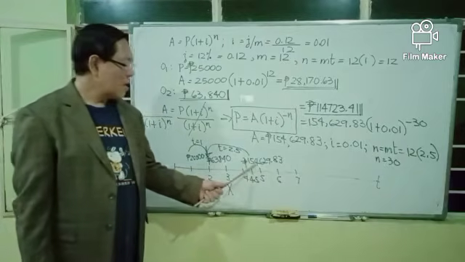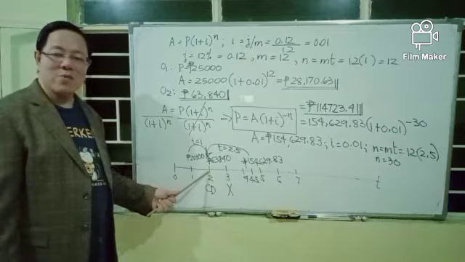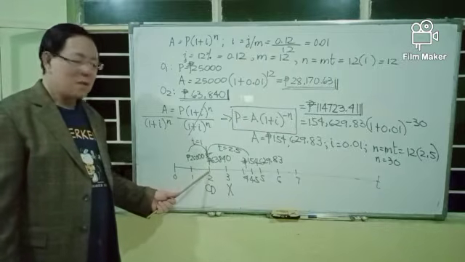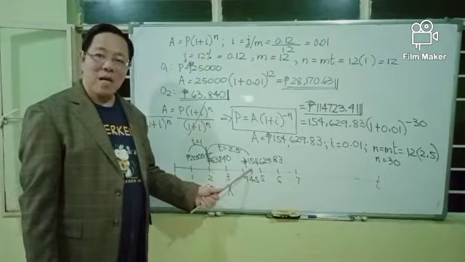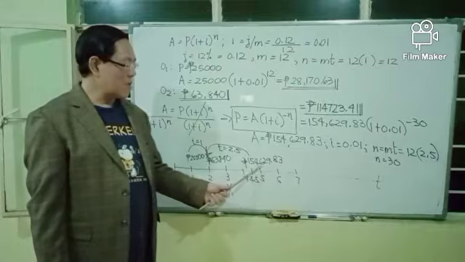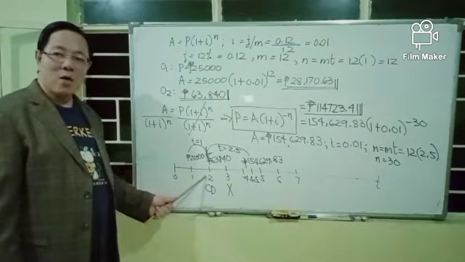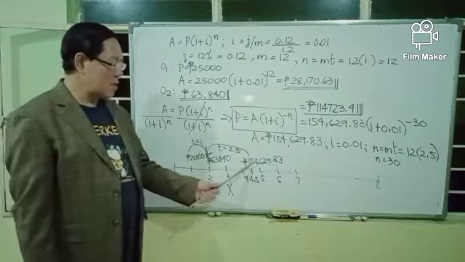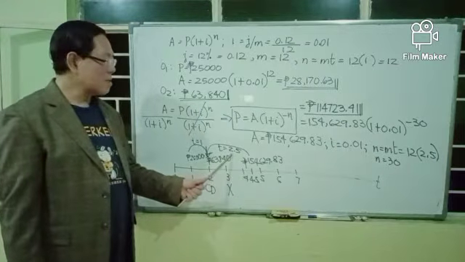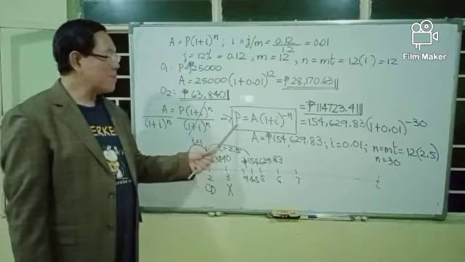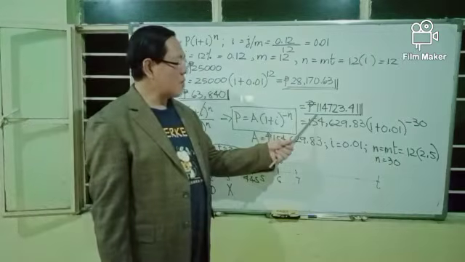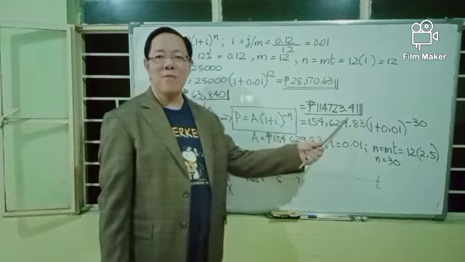154,629.83 pesos at the comparison date, which we obtained by discounting or by getting the present value of 154,629.83 at the comparison date by discounting this amount for 2.5 years using this formula, is 114,723.41.